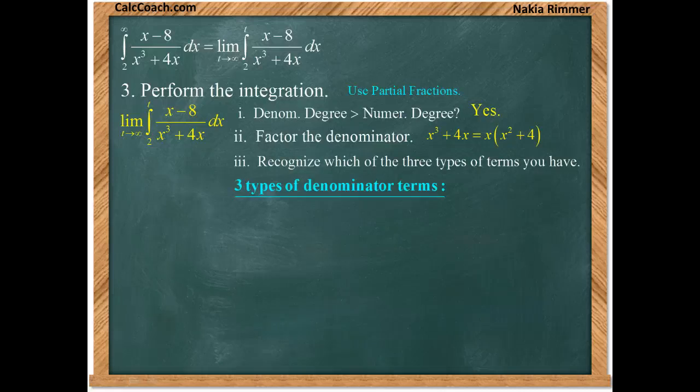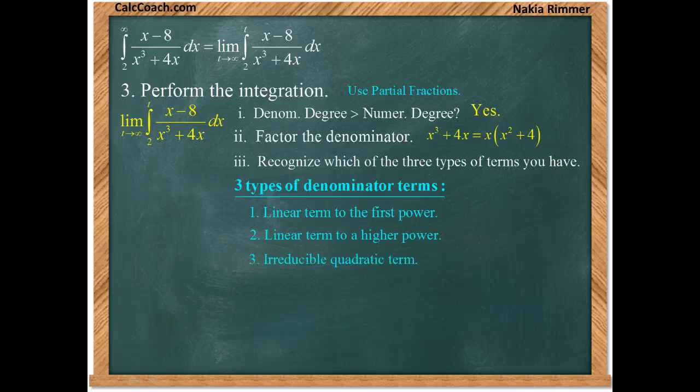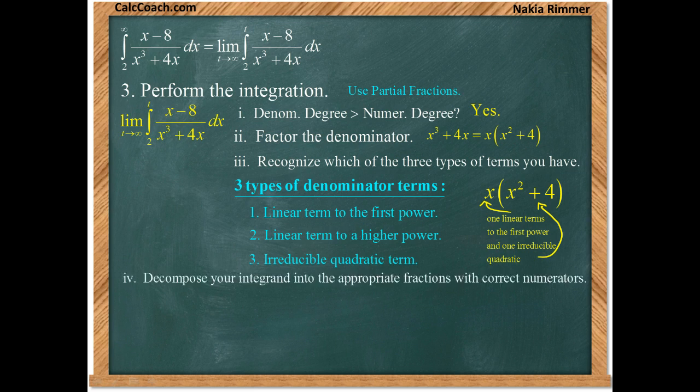What we end up with as the three types of terms are a linear term that's to the first power, a linear term that's to a higher power, or an irreducible quadratic term. Now technically we could have irreducible quadratics that are to higher powers, but let's just say we're going to end with this third option here. So our denominator of x times (x squared plus 4) represents a linear term, the x, and then an irreducible quadratic term, the x squared plus 4. Knowing that will tell us how to decompose the integrand.